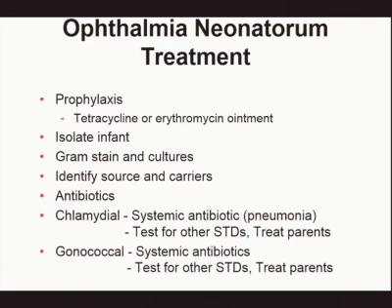Children receive prophylaxis with tetracycline or erythromycin ointment now typically, but if a child develops conjunctivitis, you want to isolate them, perform gram staining cultures, identify the source and the carriers, and treat them with the appropriate medication. So with chlamydia, you have to treat with systemic antibiotics because of the associated pneumonia, and you also want to test for other STDs and treat the parents. Same thing with gonococcal.